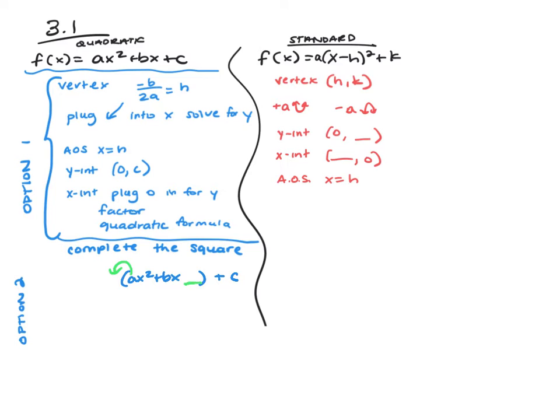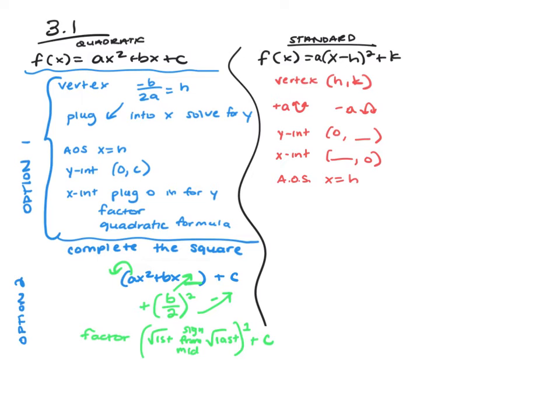You're going to find this missing piece by doing (b over 2) squared. And then you plug it in there. You're going to add it there, and you're going to subtract it from the outside. Then you factor. Square root first, square root last, sign from middle. Put it in parentheses, square it.